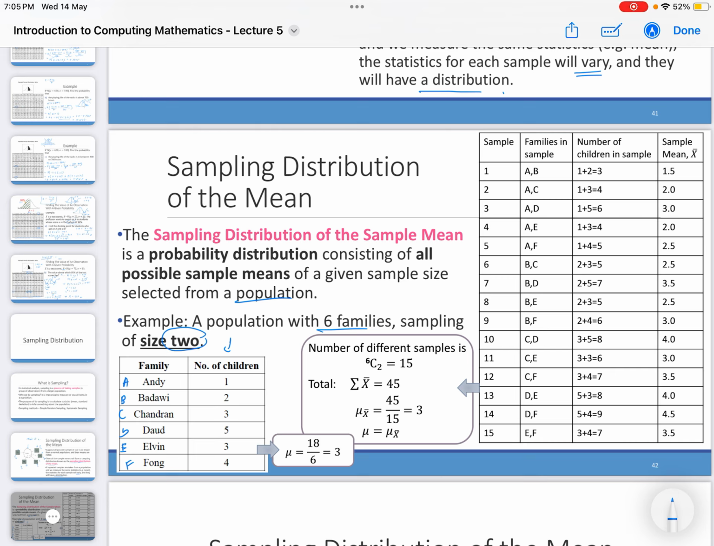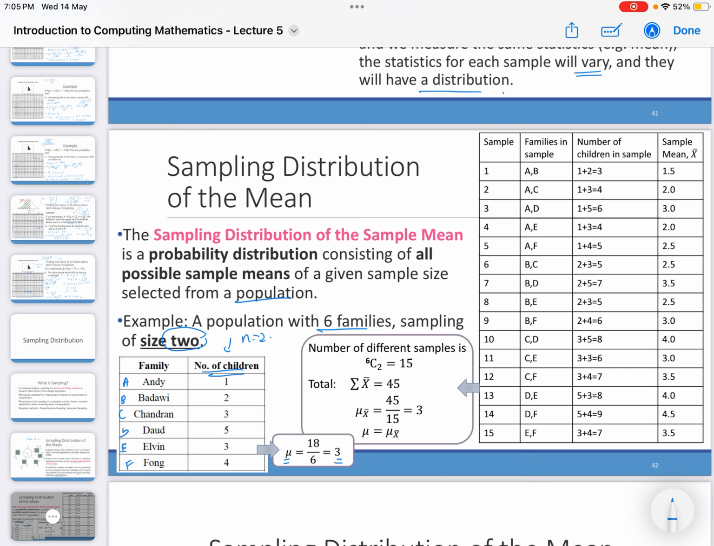Before that, since this is the population of 6 families and we look at the number of children, we can calculate the population mean, which is mu. We add all of these numbers of children, which is 18, and then divide by 6 because we have 6 families. So the population mean is equal to 3. Now we want to do sampling. We want to pick a sample of 2, so n equals 2.